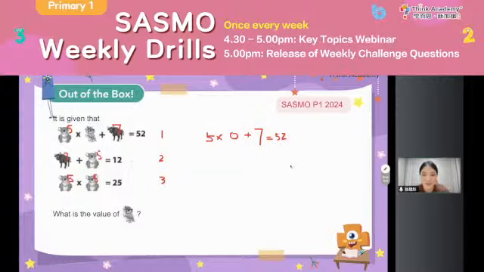So everyone, we can see the value of the owl will be how many? 9. Yes, good job. Because we see 5 times what equals 52 minus 7, right? We can take away the same thing from both sides. And then we see 5 times what equals 9. Then the owl will be 9. Good job, everyone.